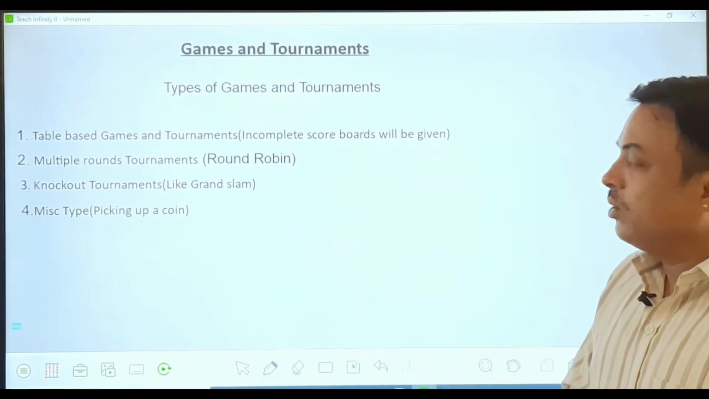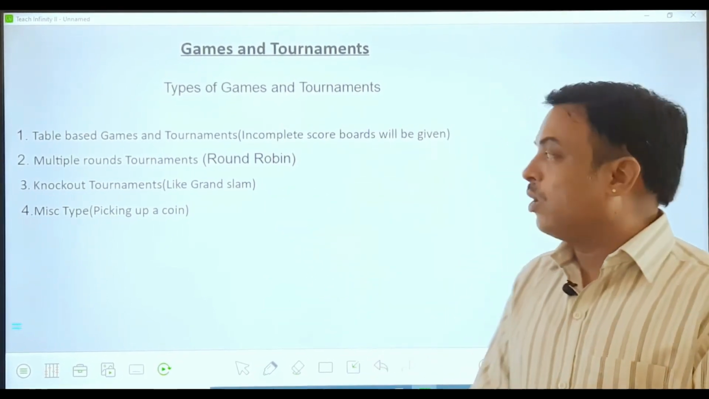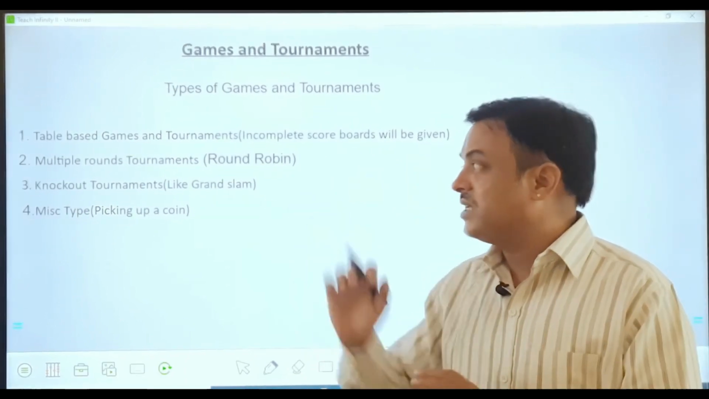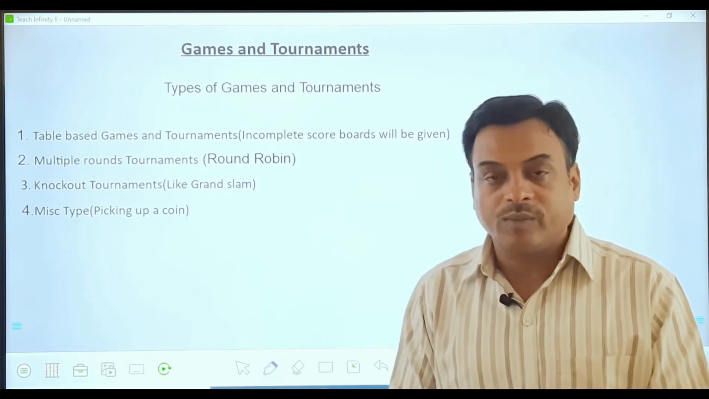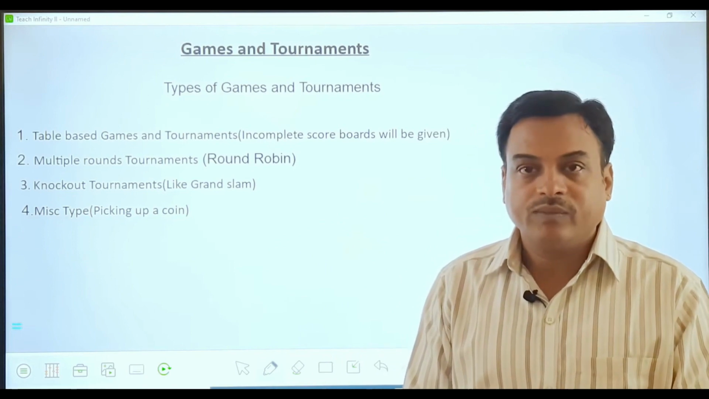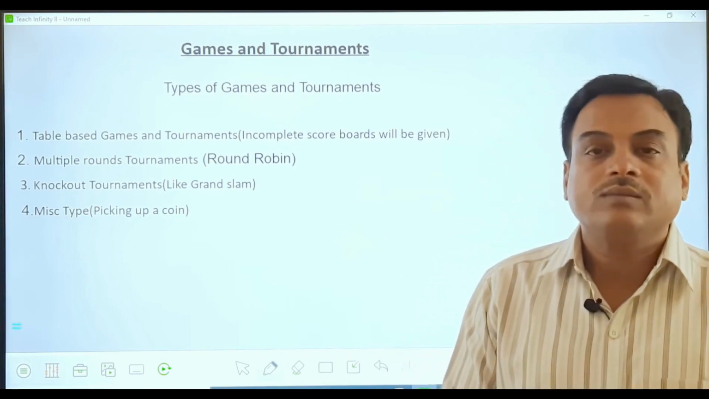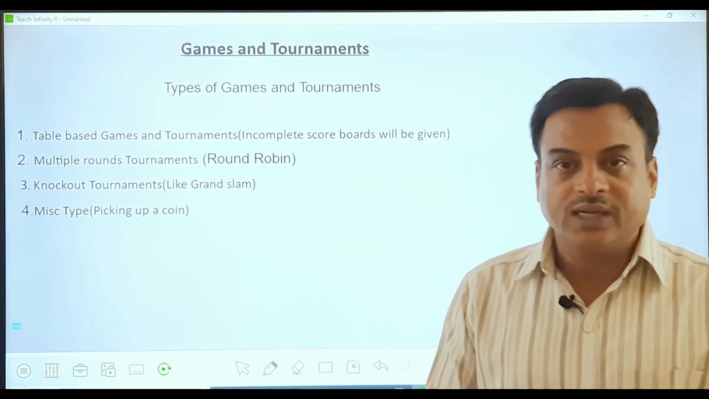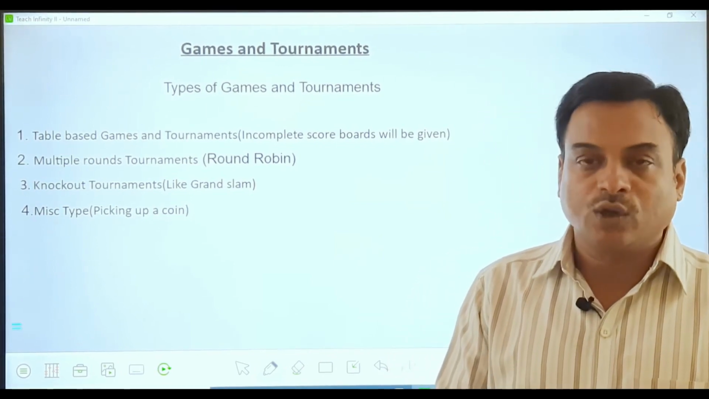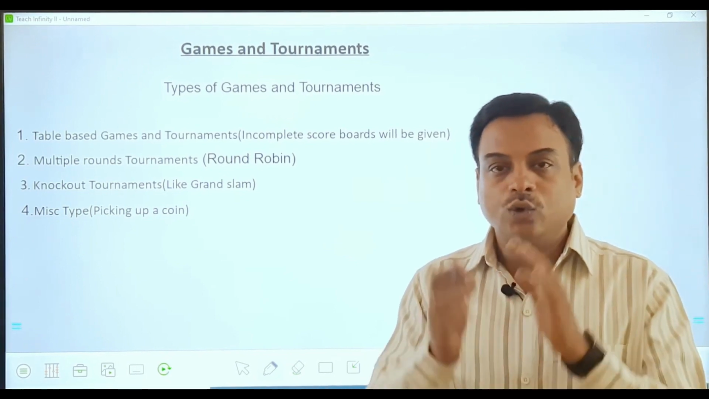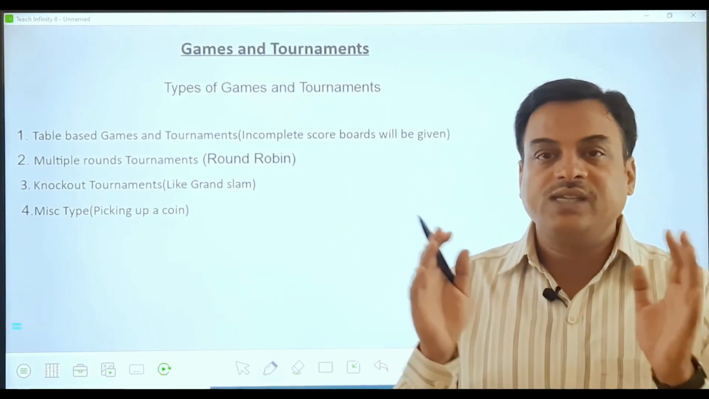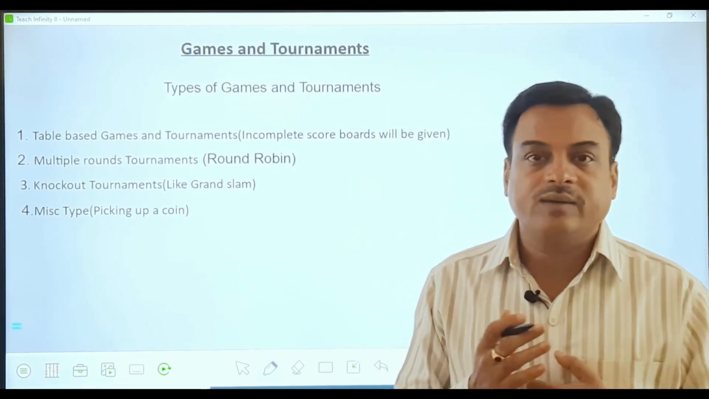Second one, multiple round tournament. This is also called round robin tournaments. As the name itself says, there will be certain stages of the tournament. You can take an example of IPL or Cricket World Cup. If there are 14 teams participating in the tournament, they are divided into 2 pools, where there is a qualifying round or a stage round where you need to qualify.